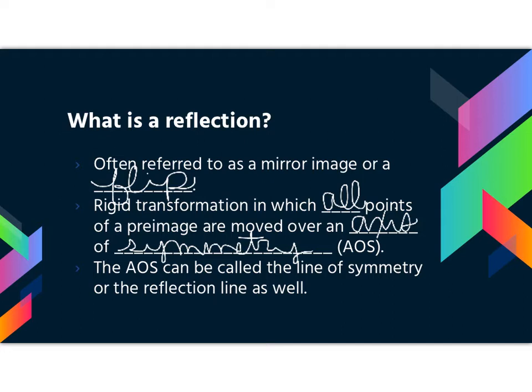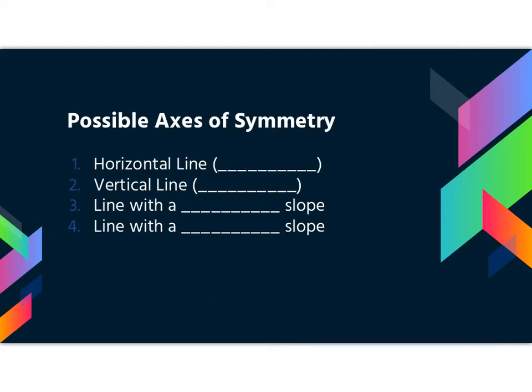Notice that axis actually means line, so other ways you can refer to an axis of symmetry are line of symmetry or a reflection line. We typically deal with 4 types of axes of symmetry. Notice that the plural of the word axis is axes with an E in there.